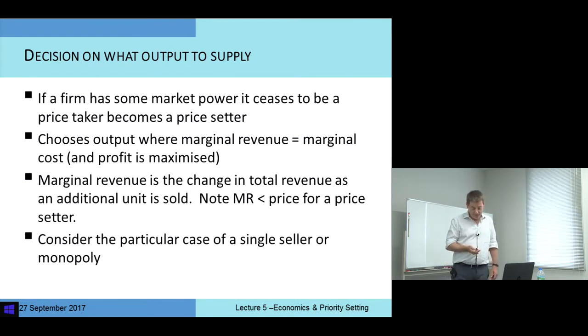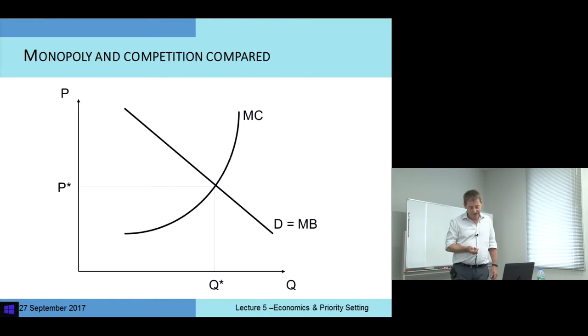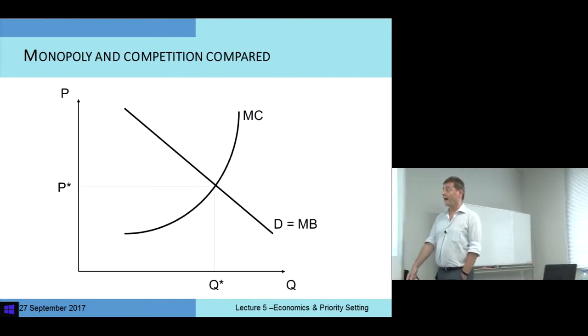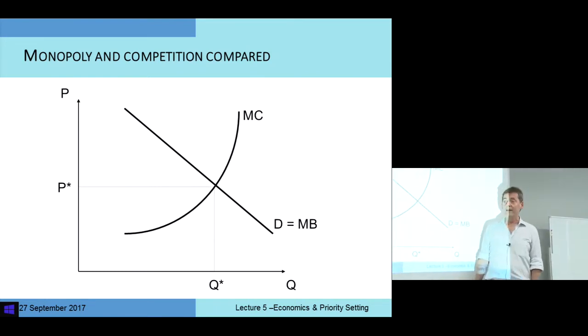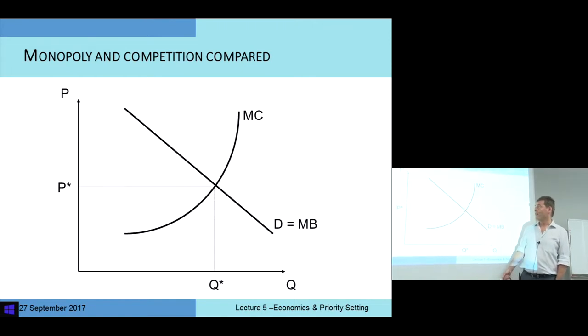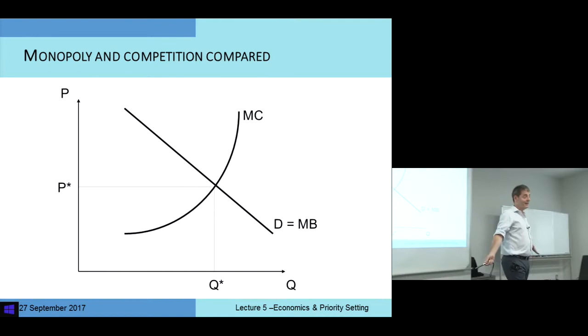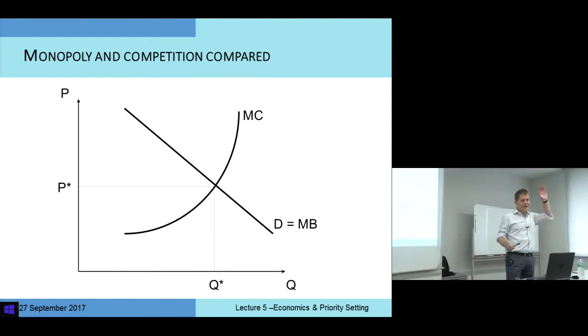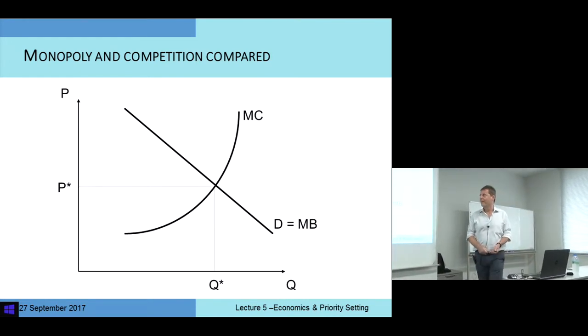Let's consider a very simple case, if it helps, sometimes it does, a graphical case. Let's assume that first of all, it is a competitive industry. So we've got atomistic competition, we've got lots and lots of individual providers.